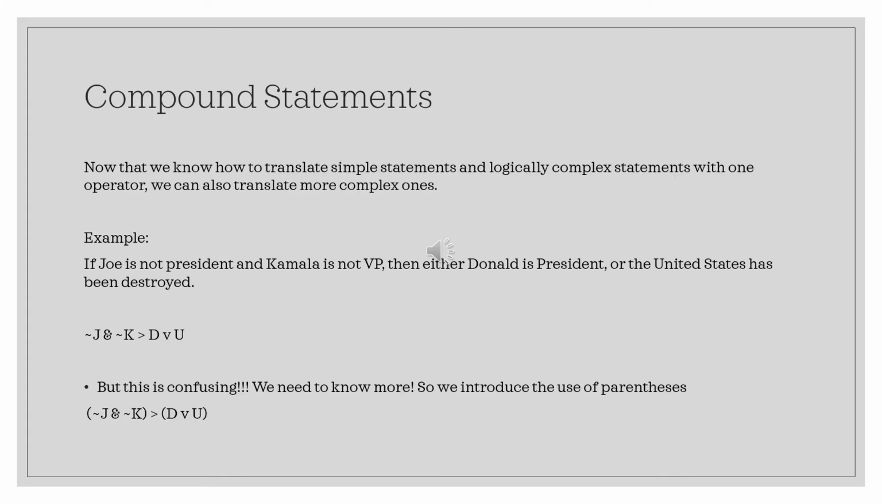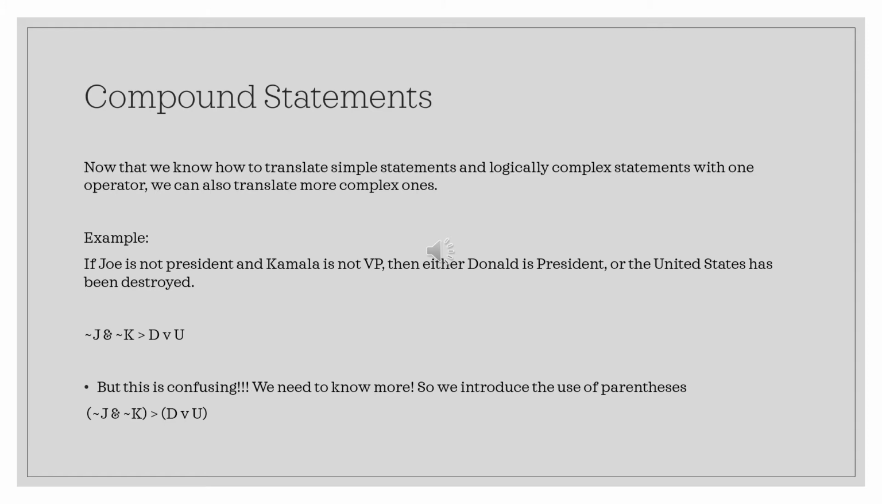All right. Now that we know how to translate some simple sentences and some logically more complex ones with one operator, we can begin to translate sentences with more than one operator. So take this example sentence. If Joe is not president and Kamala is not vice president, then either Donald Trump is president or the United States has been destroyed, right?